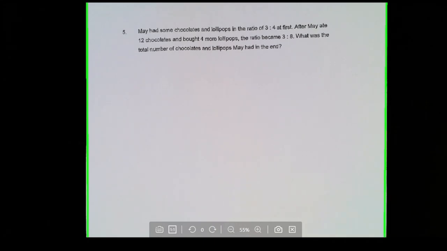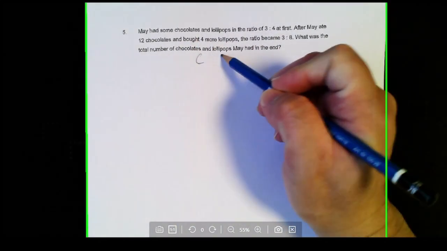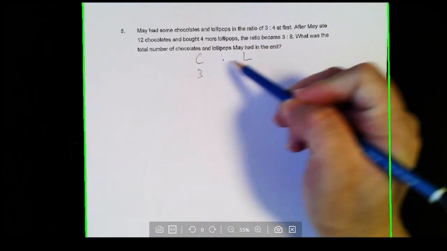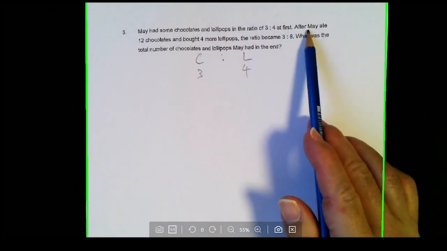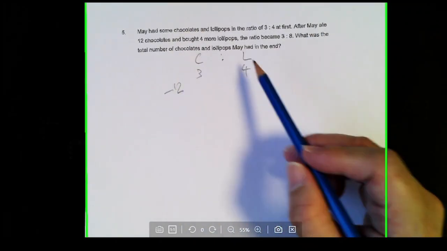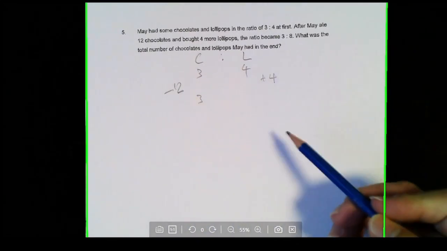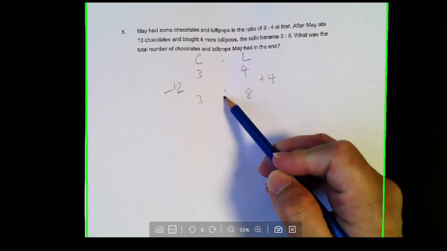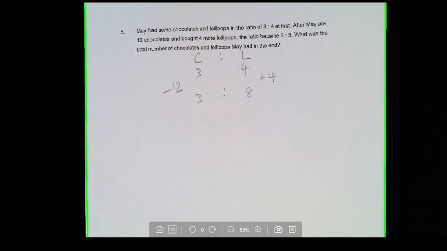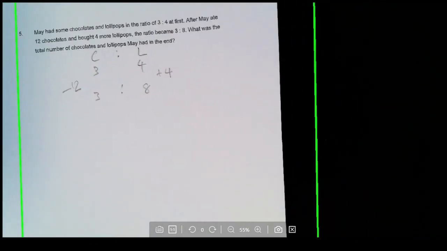So let's start, okay? Chocolate and lollipops in the ratio of 3:4. Chocolate to lollipops, 3:4 at first. After Mae sold 12 chocolates, minus 12, and bought 4 more lollipops, okay, the ratio becomes 3:8. Like I said, my students, you should know by now, the trick to use is forming equations, okay? I repeat, you have to know forming equations before you go into PSLE.